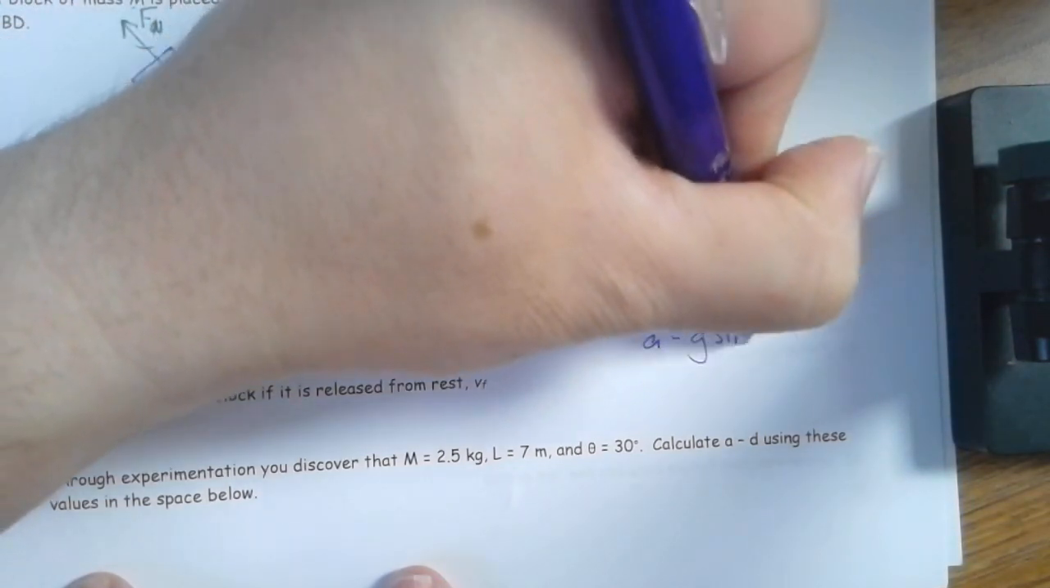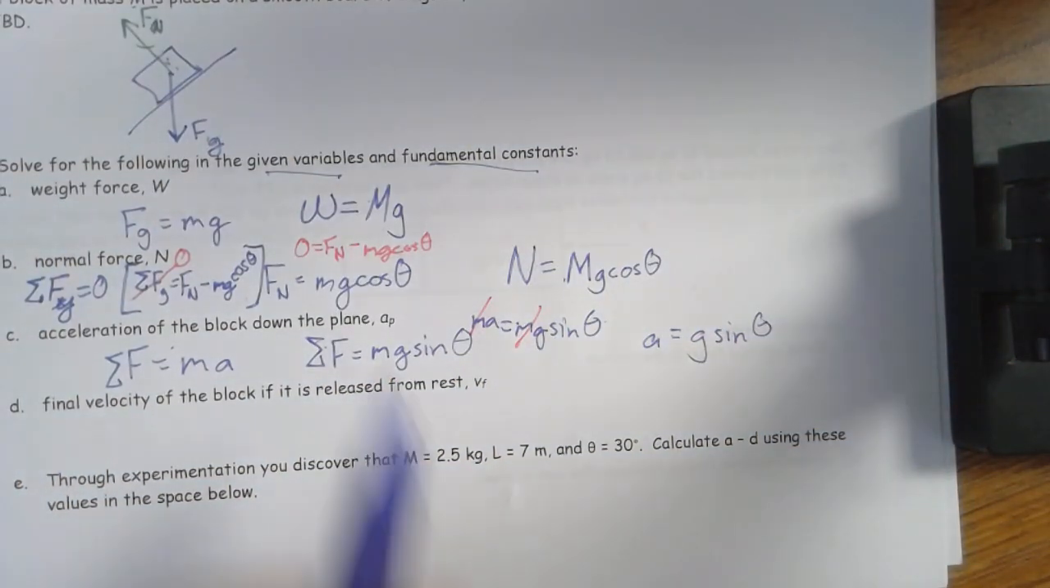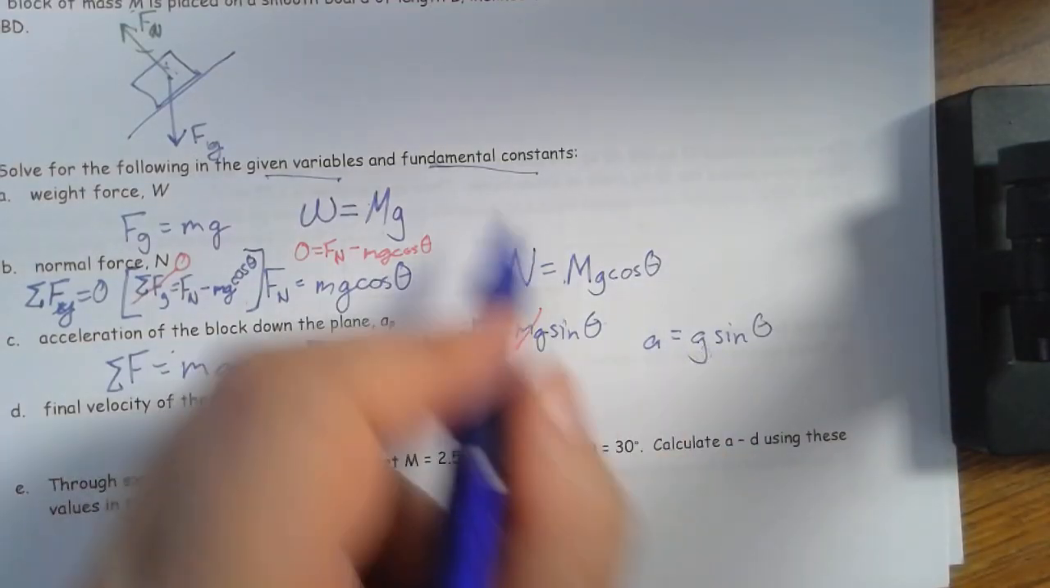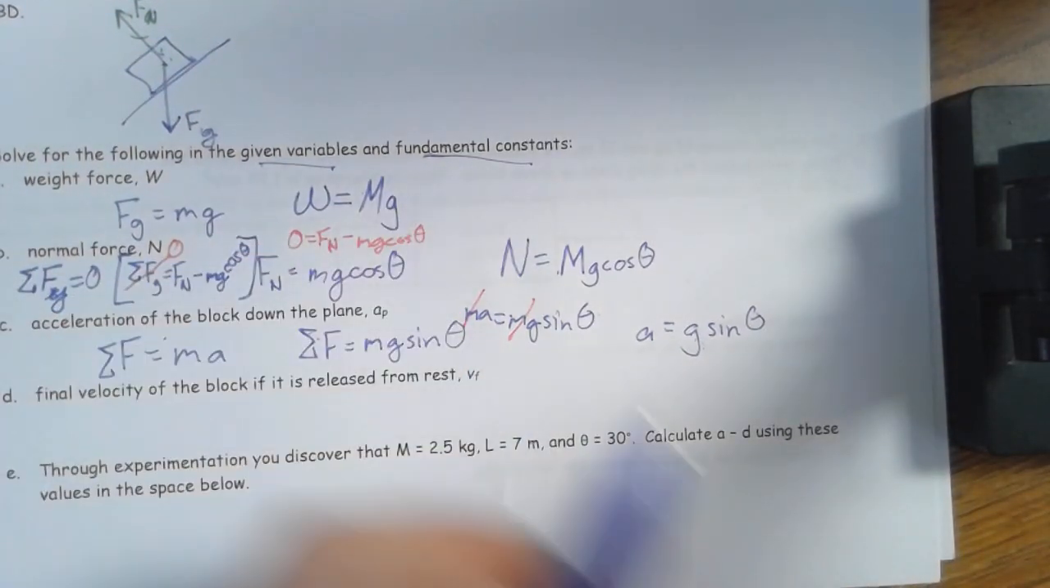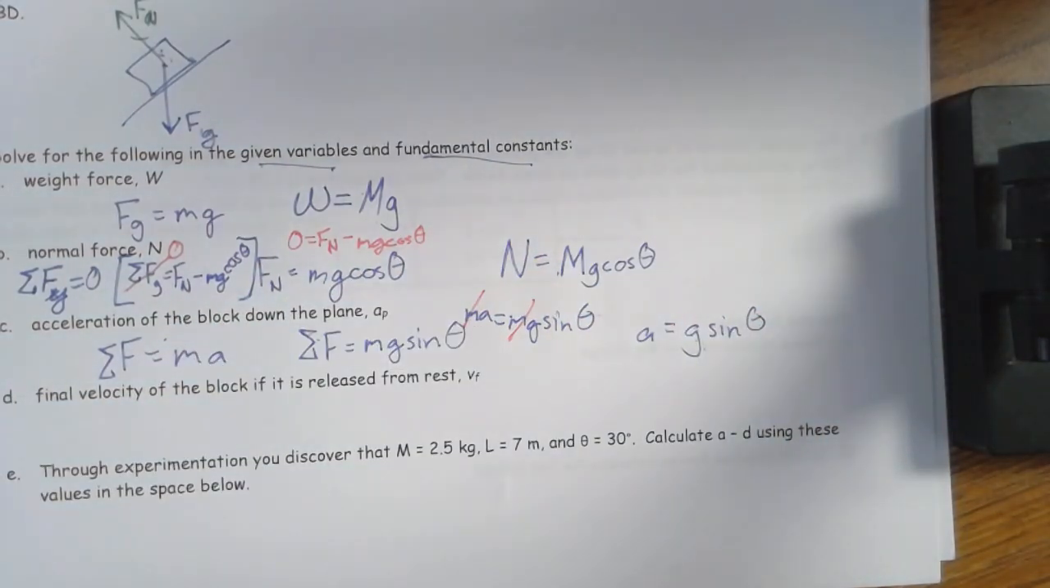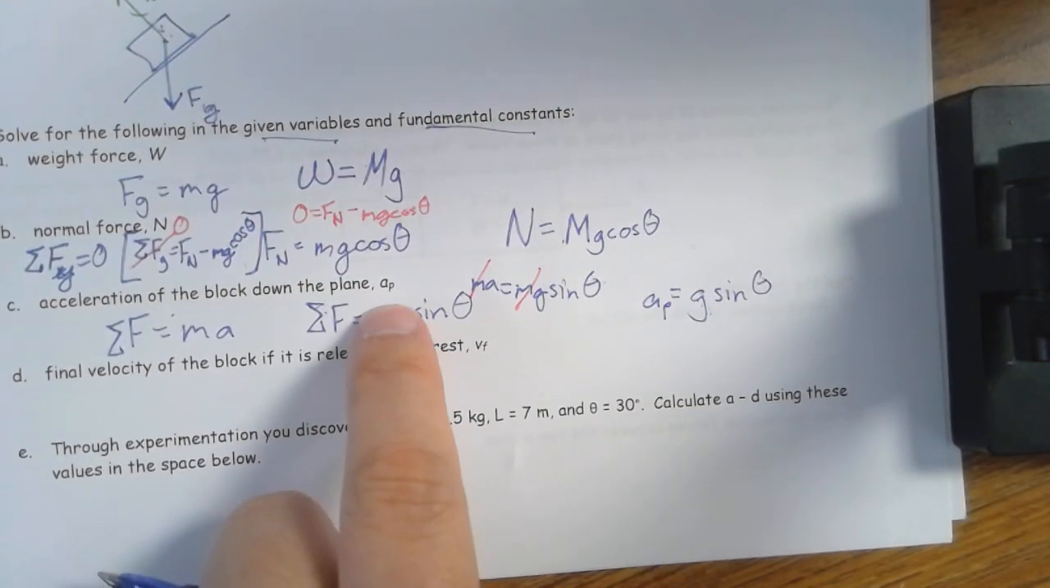g sine theta. Is that answer in given variables and fundamental constants? G? Am I allowed to use G? Yeah. That's a fundamental constant. Sine theta is just the angle that they're going to give us. A. What about A? You have to add the AP. So it's A of the plane.